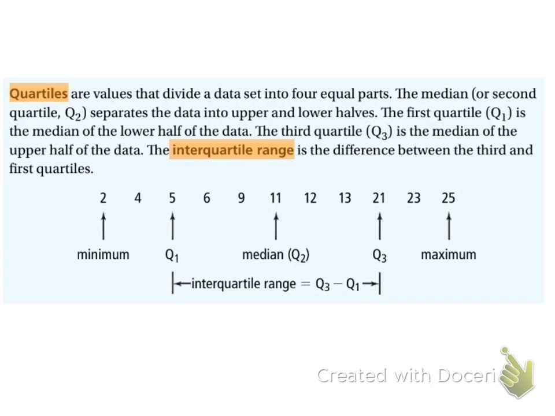This is 12.4 of Algebra. So we're going to look at Box-and-Whisker plots, okay? And part of that is talking about quartiles. So quartiles are things that split the data into 4 equal parts, okay?